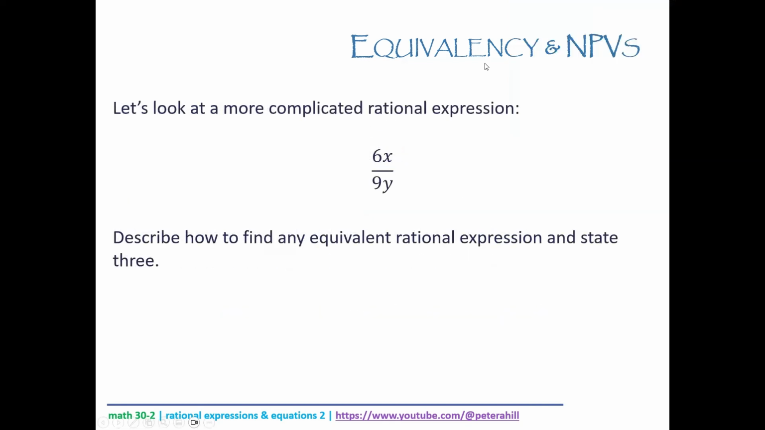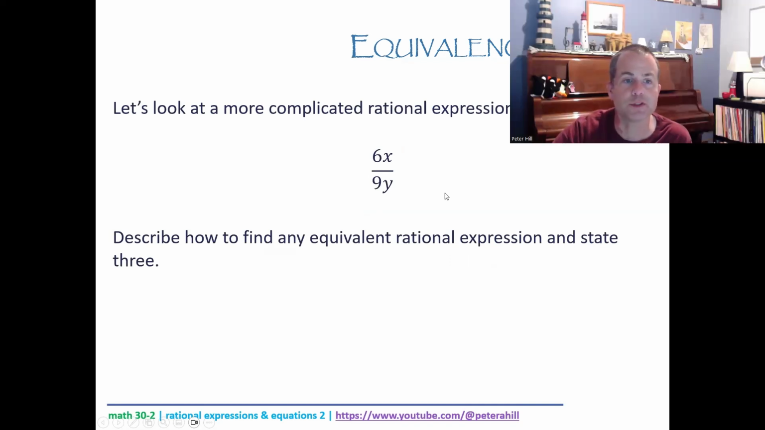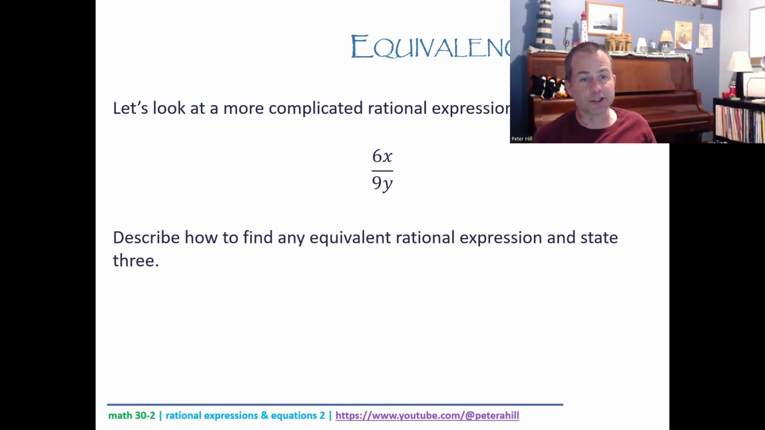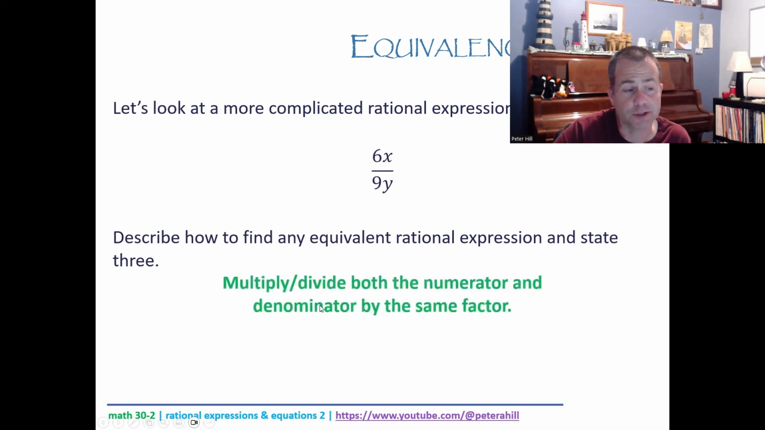Okay, let's look at a more complicated rational expression. So this time we have 6x over 9y, okay? Describe how to find any equivalent rational expression and state 3. Well, again, it's the same answer. To find any equivalent rational expression, we're going to multiply or divide both the numerator, the top, and the denominator, the bottom, by the same factor, okay? That factor could be 2, could be 3, could be 18 billion, it could be x, it could be a, could be y, doesn't matter, okay?